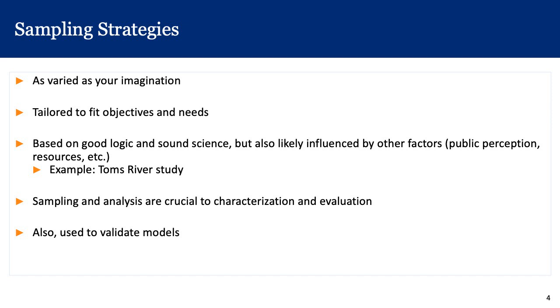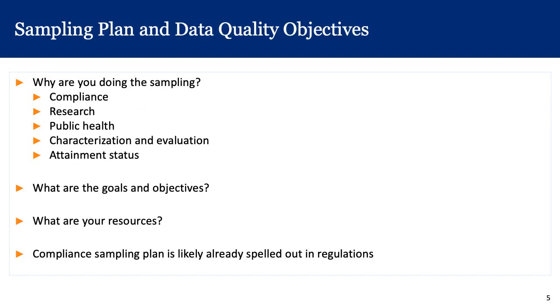So when we think about sampling strategies and our sampling plan, it's important to keep in mind that this should be well documented, and in particular it should document the important data quality objectives. One of the key questions one must ask when developing a sampling plan is, why am I doing the sampling? What is the purpose of my sampling?